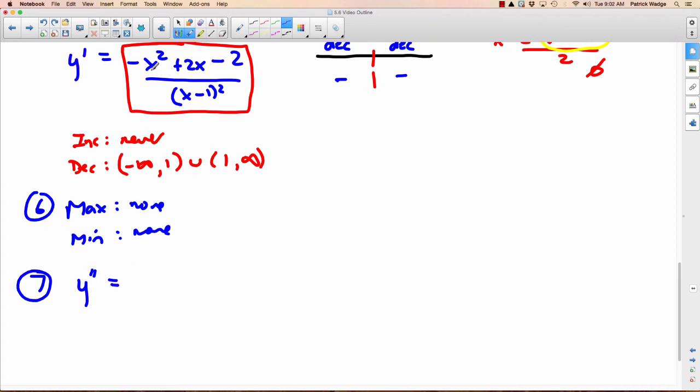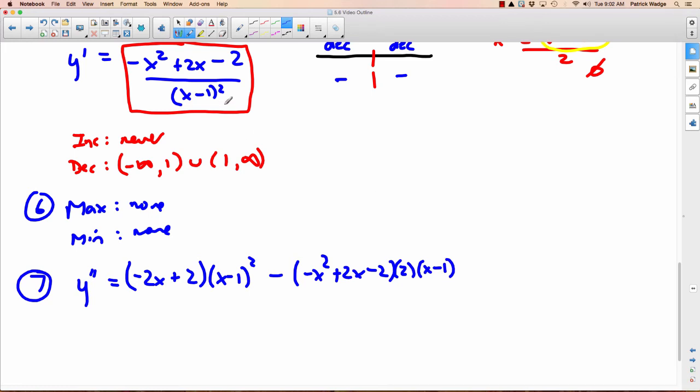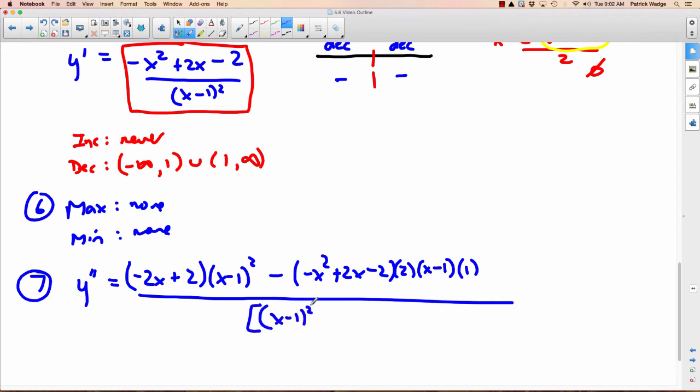Y double prime. Quotient rule again. Take the derivative of the top, -2x plus 2, and we have to multiply that by the bottom, x minus 1 squared, minus the top, -x squared plus 2x minus 2, times the derivative of the bottom. Well, to get the derivative of the bottom, we have to do the chain rule. The 2 comes down. We keep the inside the same, and now this 2 drops down to a 1, but we don't have to put that. Then we take the derivative of the inside. Mercifully, the inside only has a derivative of 1. All of that is divided by x minus 1 squared, but now that's going to be squared.